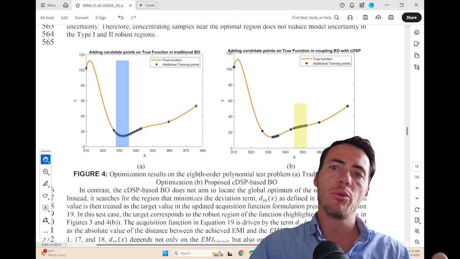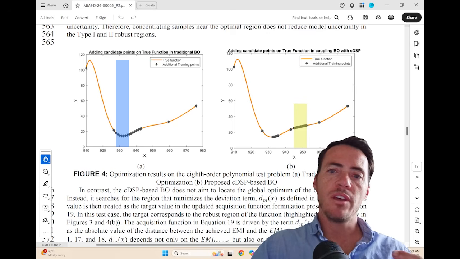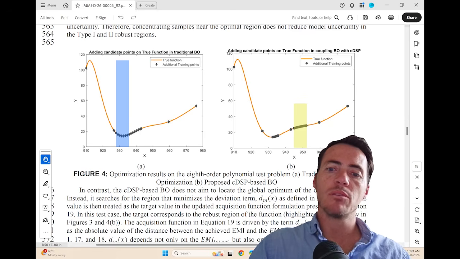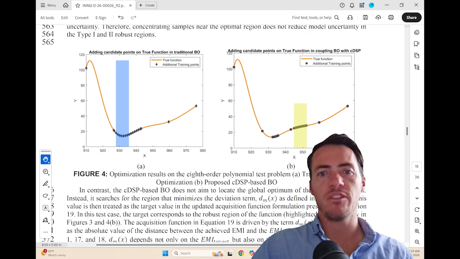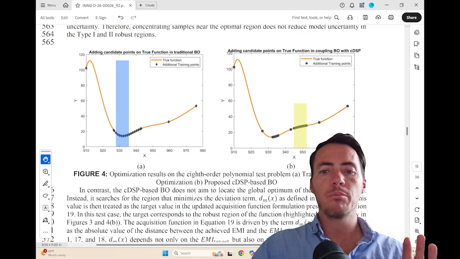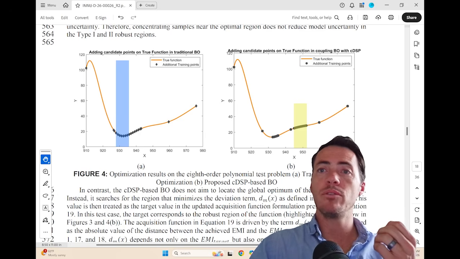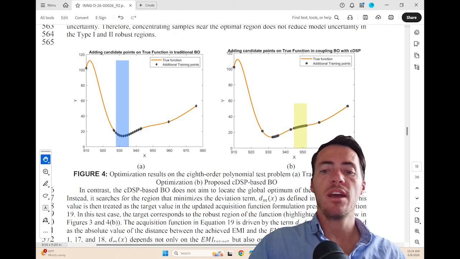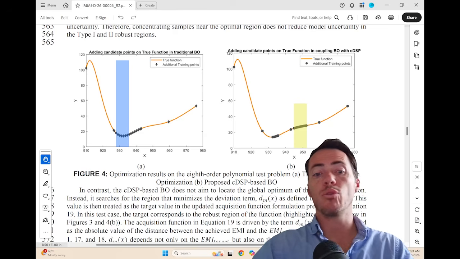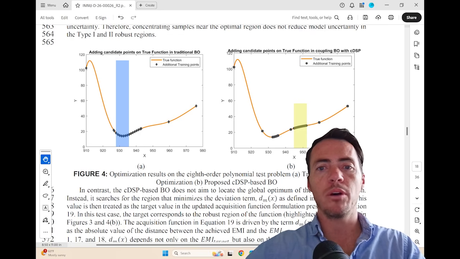On the right panel, it's showing you the result of their cDSP modified Bayesian optimization. And you see that instead of just focusing on the optimum, the algorithm is actually actively seeking regions that satisfy this robustness requirement, which they've defined in equation 17 in the paper. Robustness, just put simply, the types of things they're looking for a solution to be robust is that it should have good average performance, but it should also have low sensitivity to uncertainty and have low risk of failing your requirements.